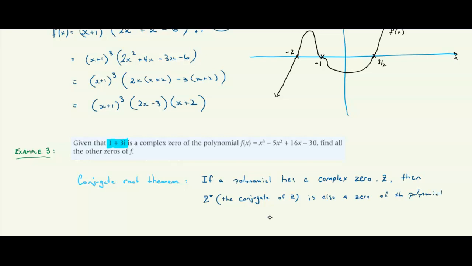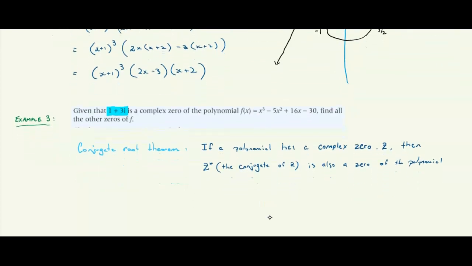All right, better write that down. That's important. So that means, therefore, with this example, if 1 plus 3i is a 0 of f of x, then 1 minus 3i is also a 0. All right, that's what it implies.